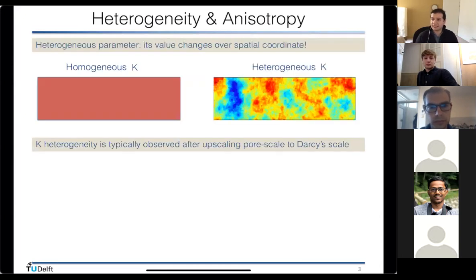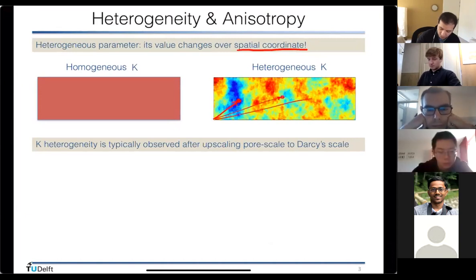The concept of heterogeneity is not totally new to you. You have seen it in your studies already, but this is just to set the right basis for the course that we have together. So heterogeneity means change of the property across the physical space, the spatial coordinate. If you change your location, for example, you locate at this point, or you go to this point, or you go to this point, you see the property changes. And this change of the property means that your permeability, for example, in this case, is heterogeneous.